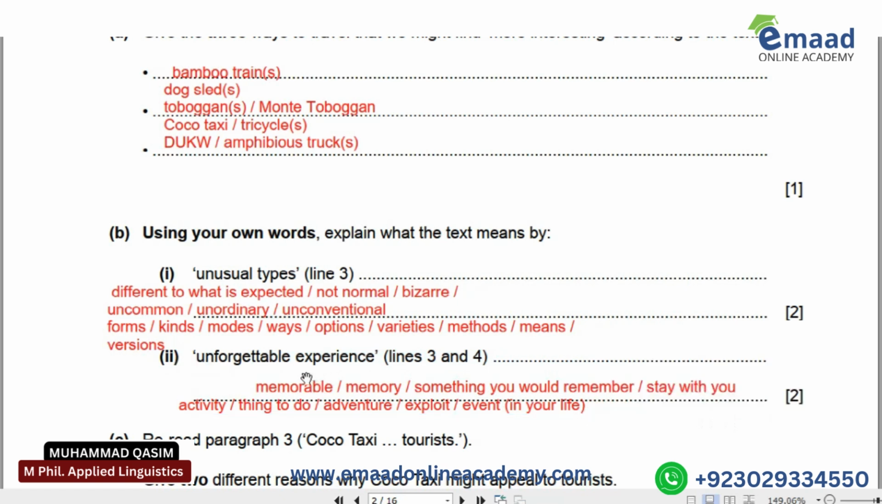So unforgettable means memorable, or something you would remember, something that will stay with you. And by experience, you can apply these meanings like exploit, adventure, event in your life, things to do, activity. So you need to take one word from the upper line, and one from the below, like activity or thing. So your answer will be unforgettable experience means something you would remember, some important adventure that you would remember, or some memorable activity. You can bring either of these answers and your answer will be fine.